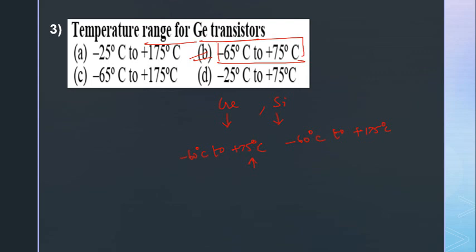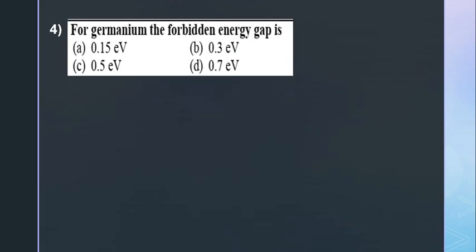So for this question they have asked temperature range of germanium transistor. The correct option will be option B, minus 65 degrees Celsius to plus 75 degrees Celsius. Next question, for germanium the forbidden energy gap is. Energy band gap and forbidden energy band gap are the same. For germanium it will be option D, 0.7 electron volt.